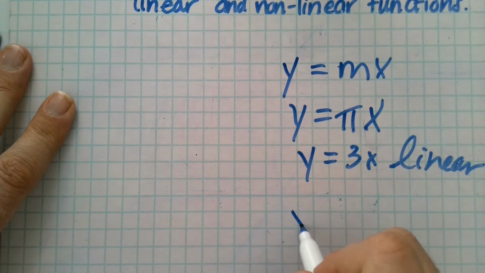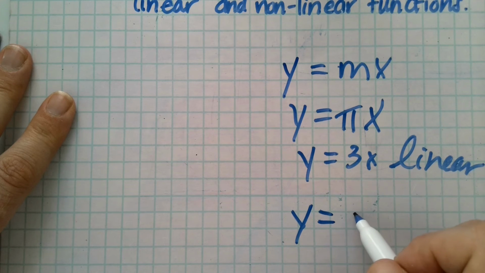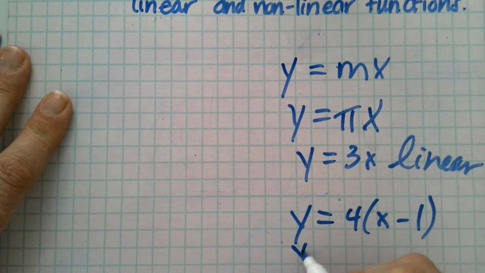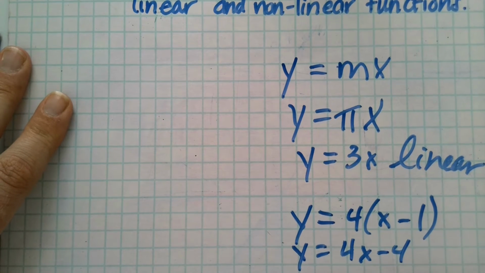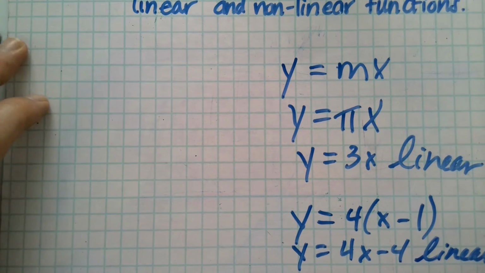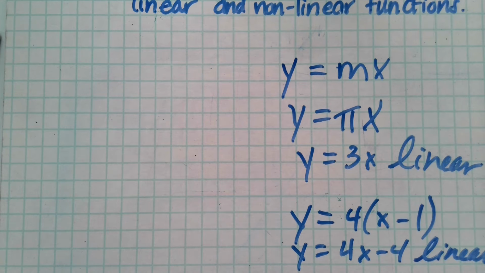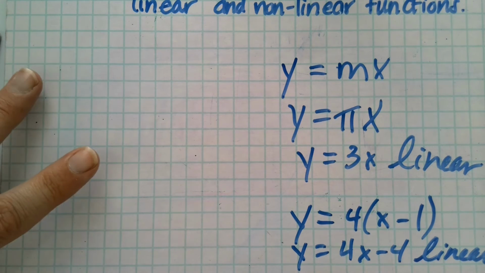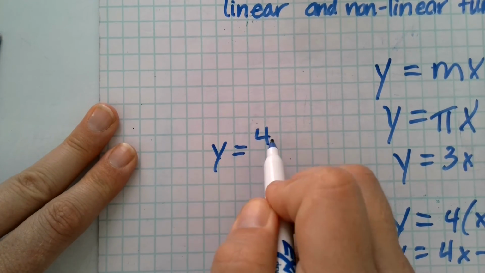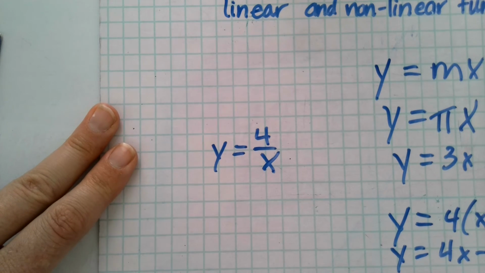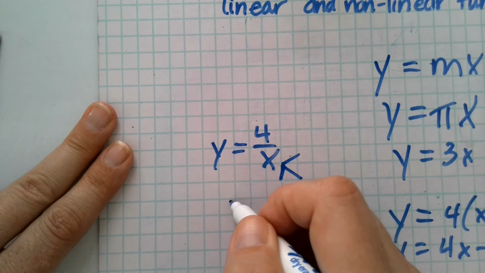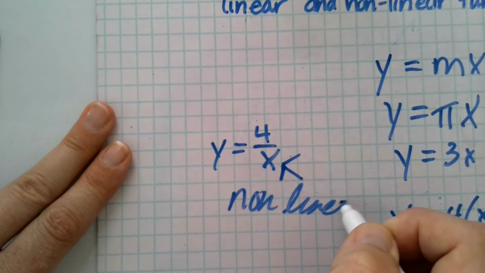Now, if we have an equation that requires you to use the distributive property, you would want to do that first before you evaluate whether it is linear or nonlinear. So we'd have y equals 4x minus 4. This looks just like our slope-intercept form, so we would say this is linear. Okay? Now, one thing that I do want you to know is that if you have y equals, let's say, 4 over x, you cannot rewrite this in slope-intercept form. So if you have x as your denominator, this is going to be non-linear. Okay?